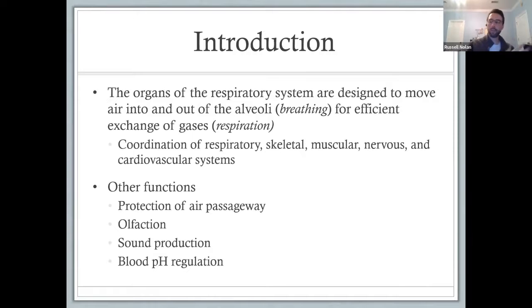So that ties into the cardiovascular chapters we just finished. Some other functions to not forget about with the respiratory system is the protection of the air passageway.